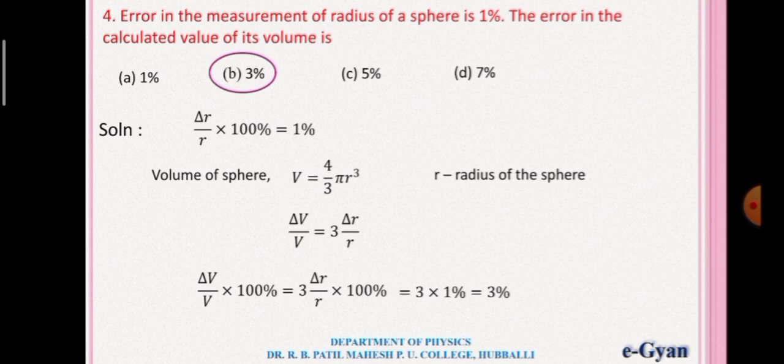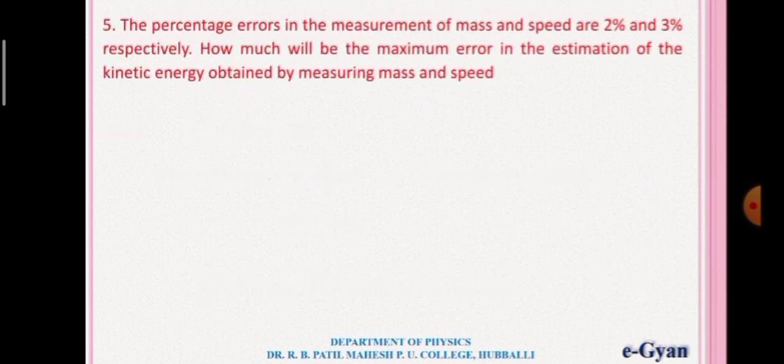Question number 5. The percentage errors in the measurement of mass and speed are 2% and 3% respectively. How much will be the maximum error in the estimation of the kinetic energy obtained by measuring mass and speed? The options are option A 11%, option B 8%, option C 5%, option D 1%.